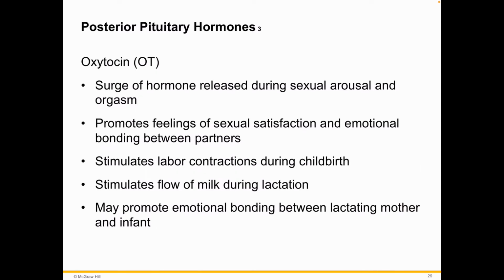Oxytocin, or OT, is the other one. This is a hormone that you can actually feel a surge of, as they say, and this is done during sexual arousal and release at orgasm. This promotes feelings of sexual satisfaction and emotional bonding between partners. It's also used in childbirth to stimulate labor contractions, and it stimulates the flow of milk during lactation. It also is thought to possibly promote emotional bonding between individuals, and it's been shown to do so between a mother who is breastfeeding and their infant.